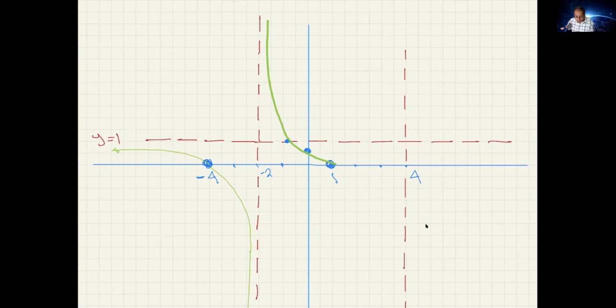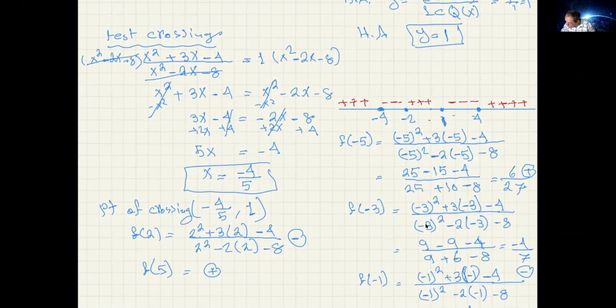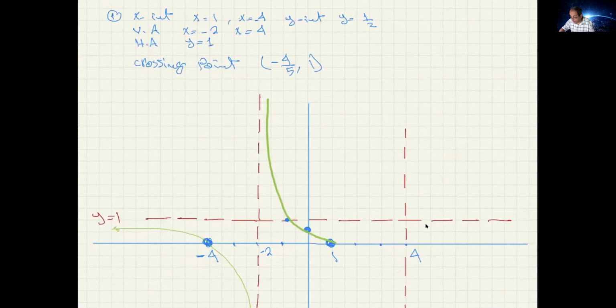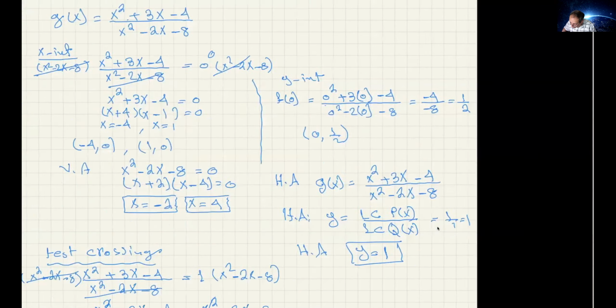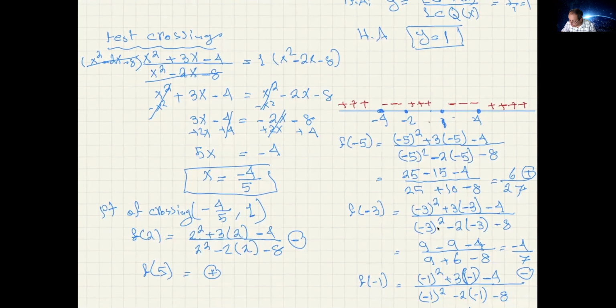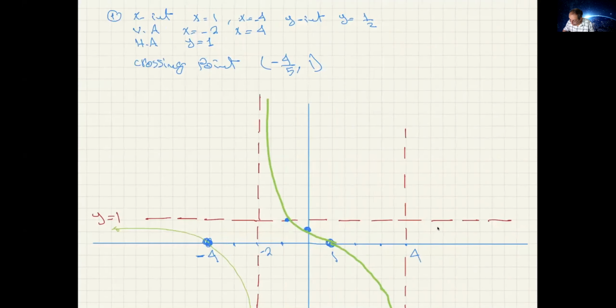Now I'll go to the test again, and I see from 1 to 4 is negative. So I go here, from 1 to 4 is negative. Then, based on my test, from 4 to infinity is positive. So I go here, from 4 to infinity is positive.